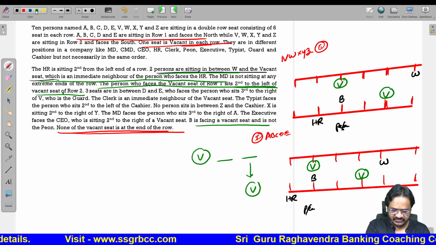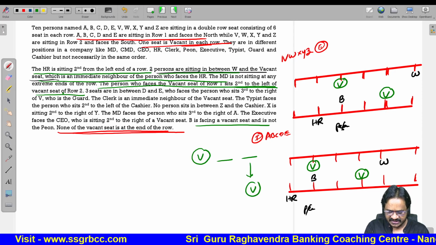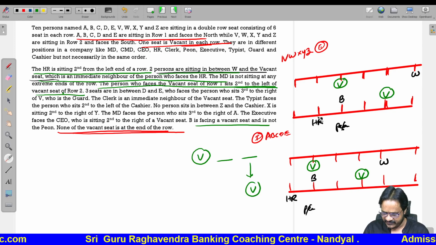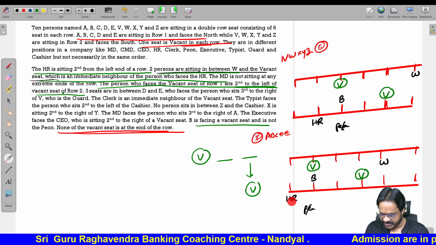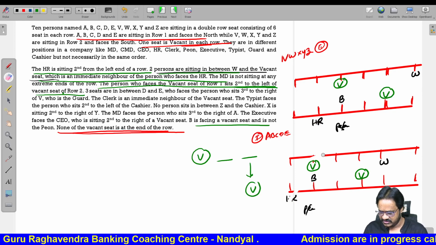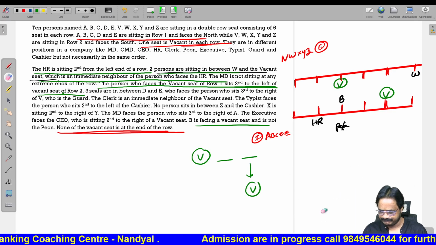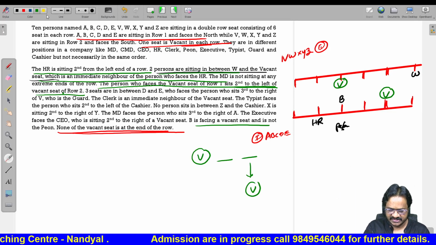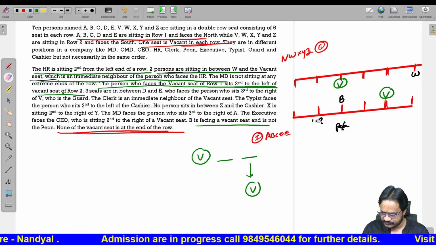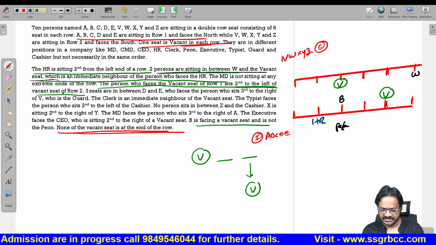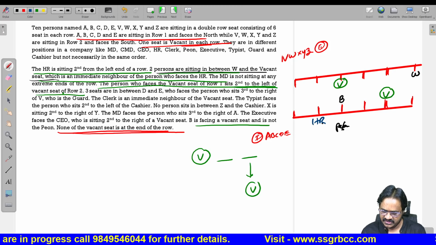But what is given here: HR is sitting second from the left end of the row. So HR is second from left. So this is correct, whereas this one is definitely wrong, so we have to eliminate this one. This is HR. This one is clearly HR. We don't know the person's name, but he is HR.